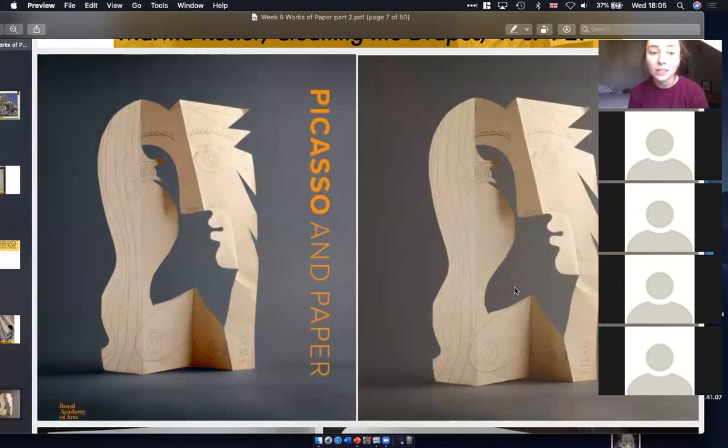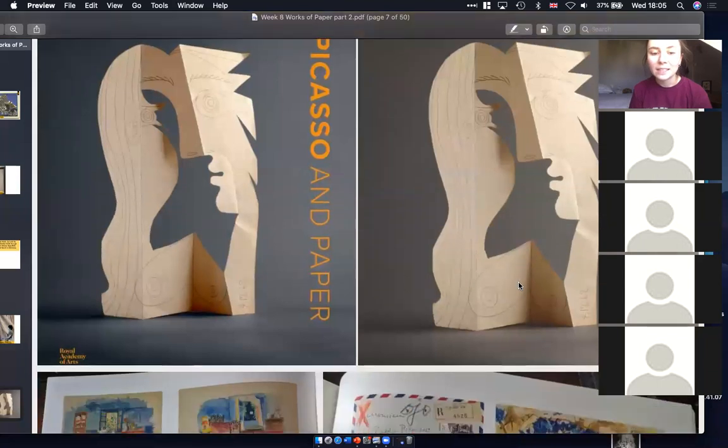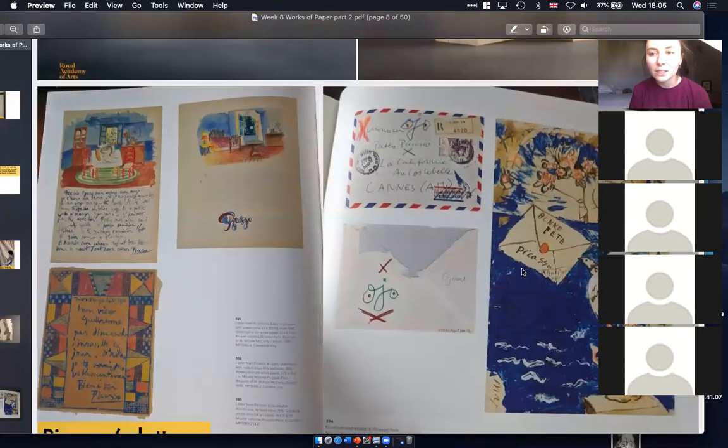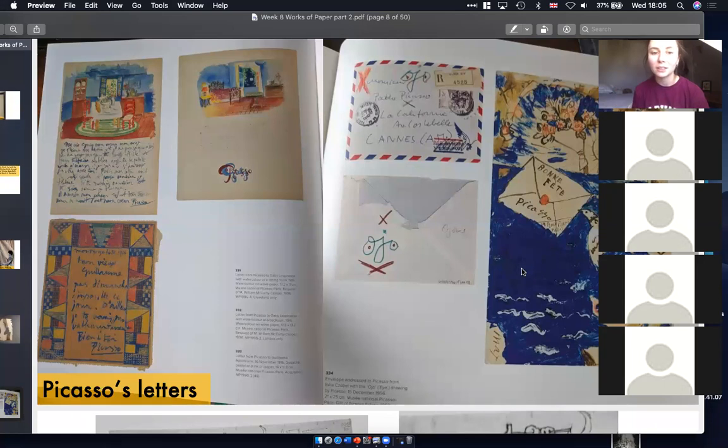So the link to this exhibition is in the class notes from last week. It's a virtual exhibition now, and it's really worth seeing at the Royal Academy. And the catalogue of the exhibition includes, I have to include these, I just think they're so nice, these letters that Picasso wrote, and it has a whole section on how much he drew when he wrote letters, and he used watercolor and stamps, and I just think they're so lovely.